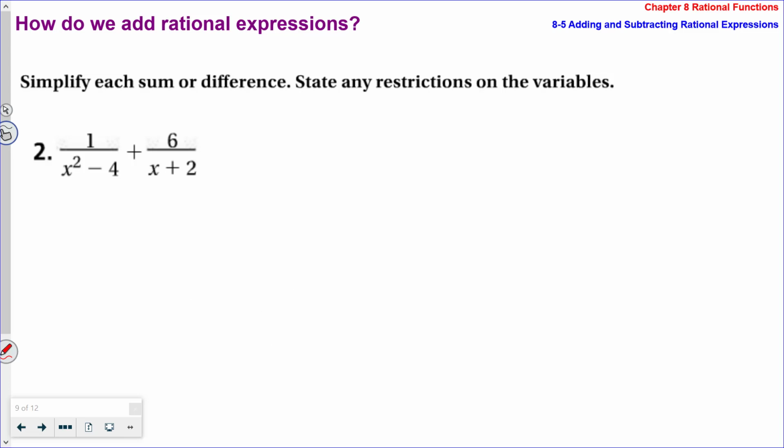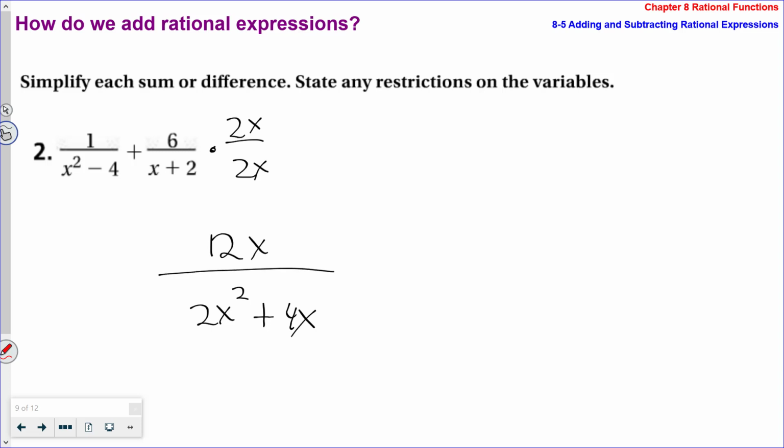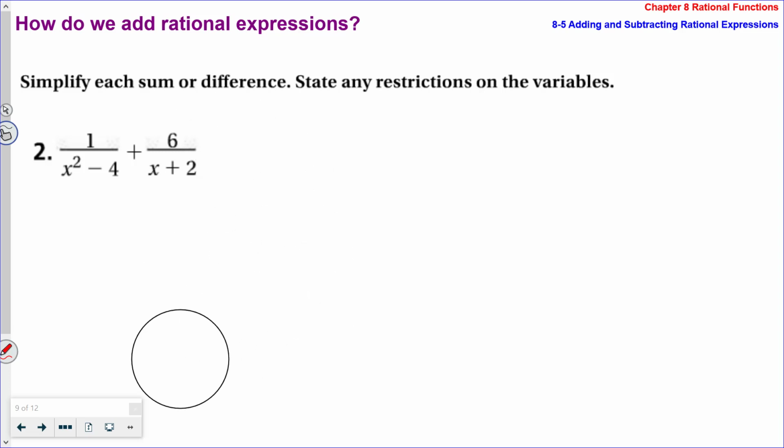Spencer, multiply by 2x. If we multiply by 2x, this becomes 12x over 2x squared plus 4x. Not it, but I like how you're thinking. Ian, if you multiply it by x, you would get x squared. It would be x squared minus 4. Exactly, and we need it to be the same, right? So you're getting there.